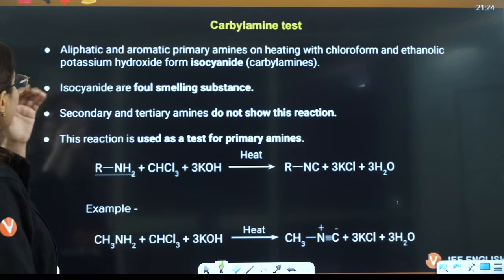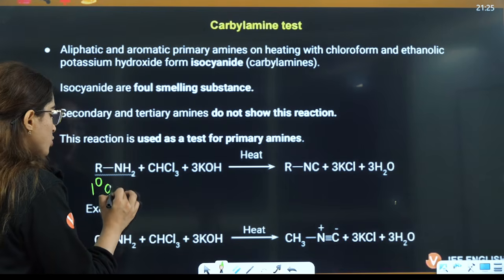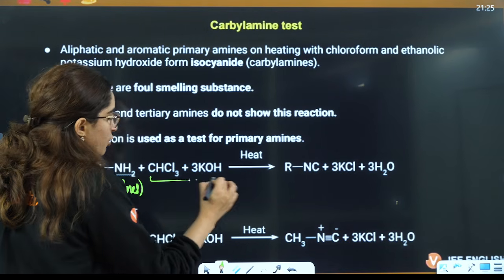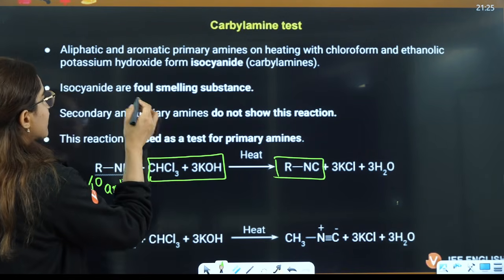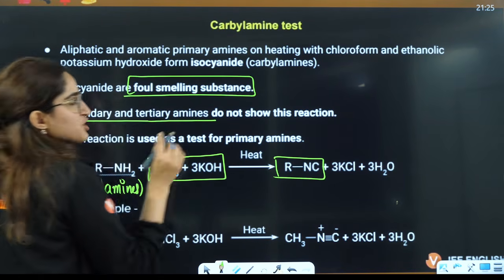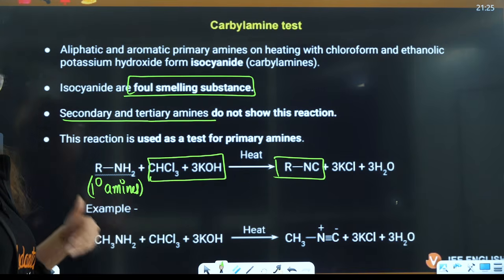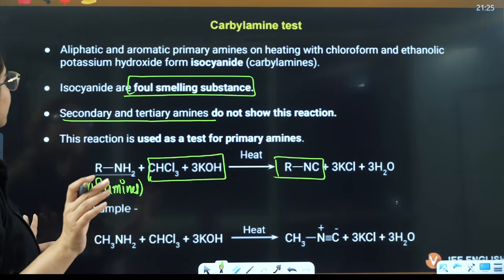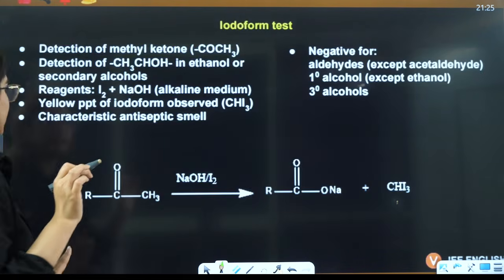Next is the Carbylamine test, which is a test only for primary amines. Primary amines in the presence of chloroform and KOH will give you isocyanide, which has a very foul smell, a very bad smell. Secondary and tertiary amines do not give the test, only primary amines will. Whether it's aromatic or aliphatic, primary amines will give the test, right?